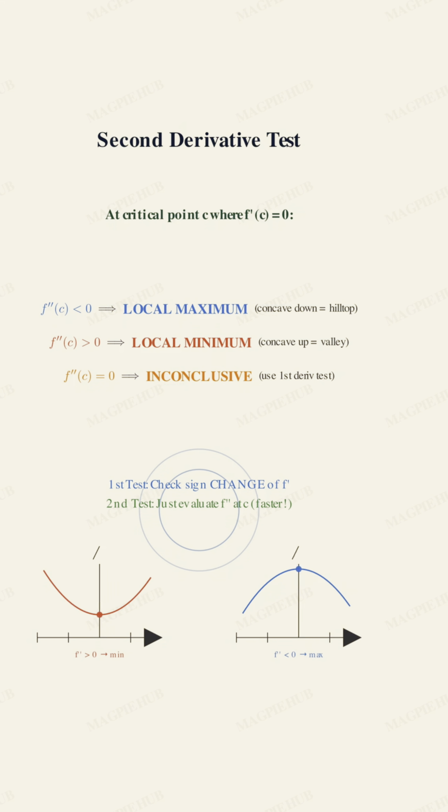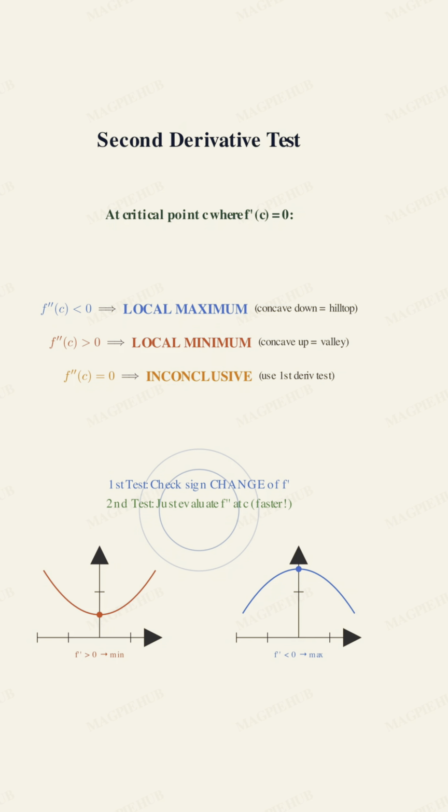Second derivative test, often faster than the first. At a critical point c where f prime is 0, if f double prime of c is negative, the curve is concave down like a hilltop, it's a local maximum. If f double prime of c is positive, the curve is concave up like a valley, it's a local minimum.